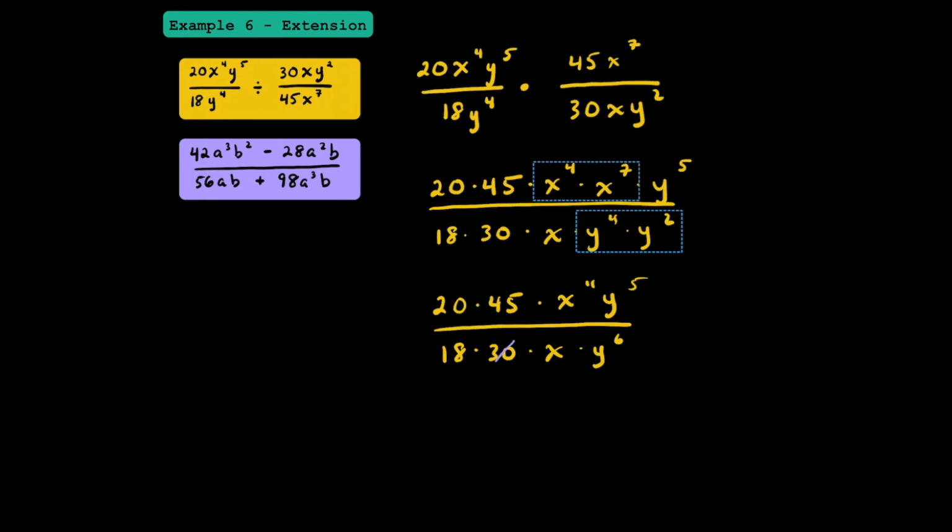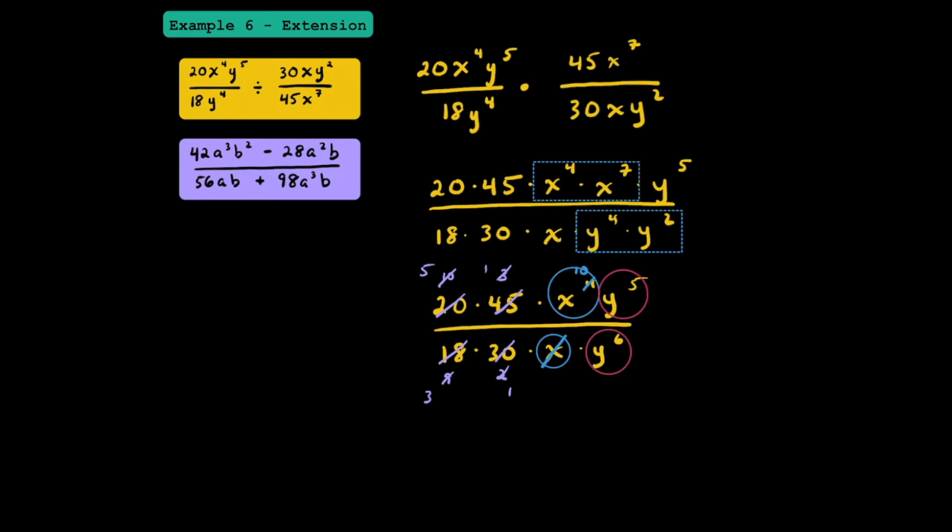Looking to cross cancel, 30 and 45 are both divisible by 15, and we'll get 3 over 2. 18 and 20 are both divisible by 2, and we get 10 over 9. 10 and 2 can be cross canceled to make 5 and 1. 3 and 9 can be cross canceled to make 1 and 3. The GCF for x to the 11th power and x is just x, so the x cancels out on bottom, and we have 10 x's left on top.